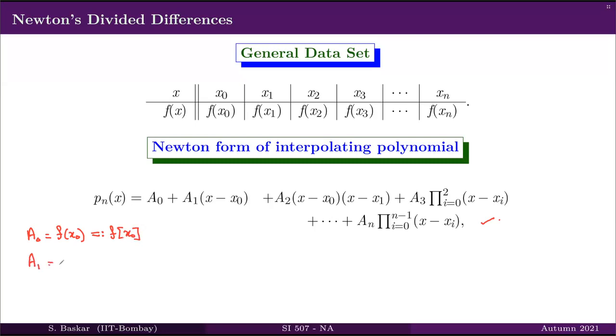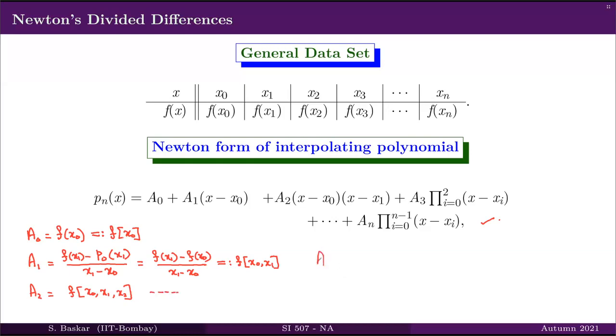Similarly, a1 can be written as f of x1 minus p naught of x1 divided by x1 minus x0. Since p0 is a constant polynomial which is equal to f of x0, this can be written as f of x1 minus f of x0 divided by x1 minus x0. Now I will denote this by a new notation like this, f of x naught comma x1, in square brackets. Similarly, a2 I will write as f of x naught, x1, x2, and so on.